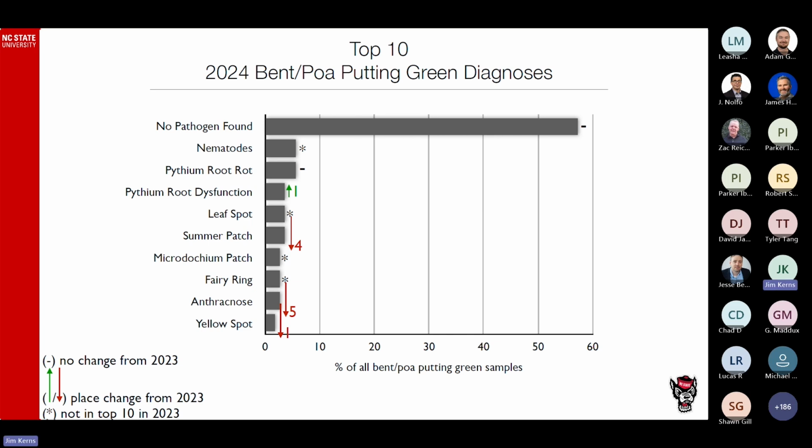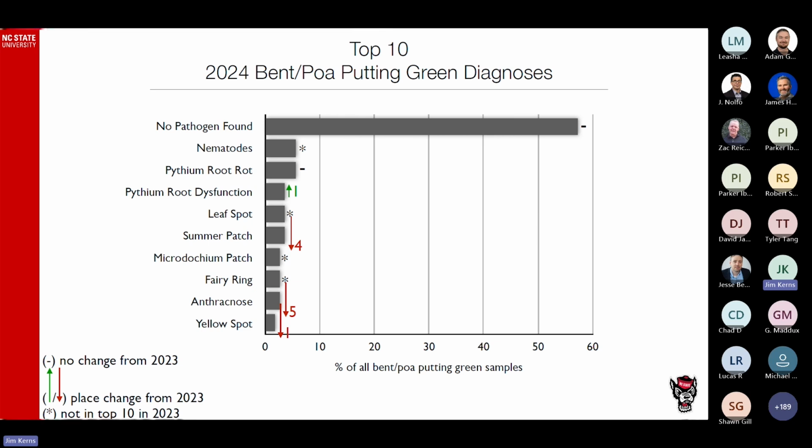Root rot, actually no change from 2023. This is an amazing story because this was the number one diagnosis of bent POA greens for 15 years. And you'll see why this has dropped down. And you see summer patch has also dropped down. We've had some really nice introduction of good chemistry. And I think timing to know when we get those out to have a really profound effect.